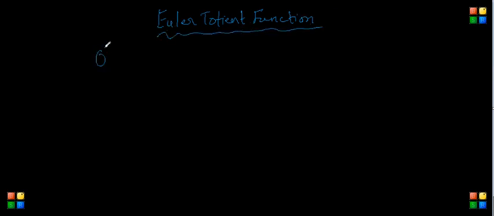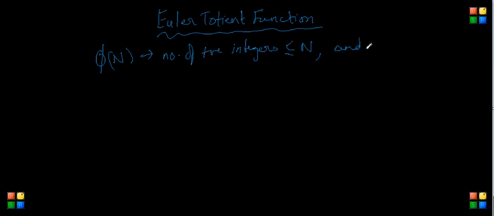Let us today discuss the Euler Totient function. The Euler Totient function, which is also known as Euler's Phi function and is popularly represented by the Greek letter phi, and phi of n represents the number of positive integers less than or equal to the natural number n and co-prime to it.